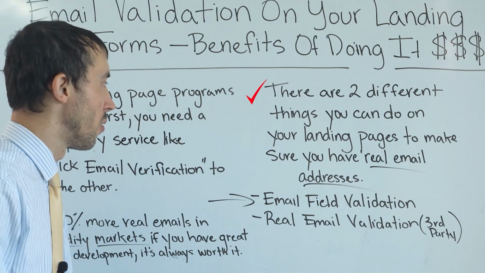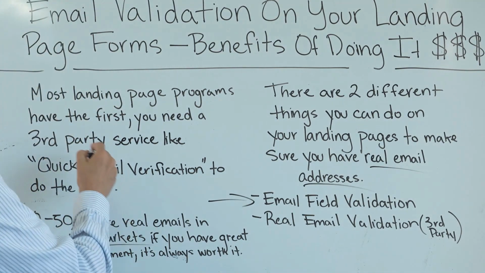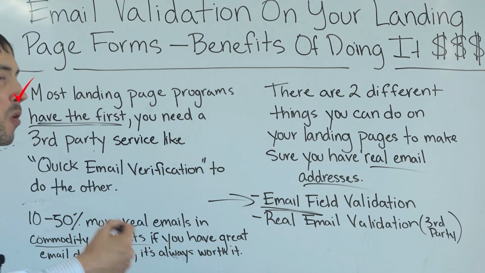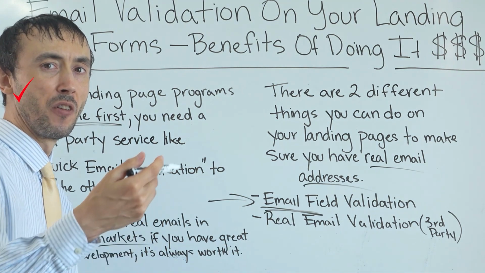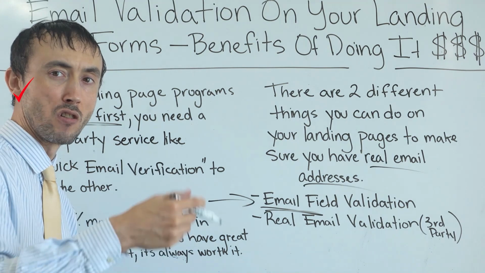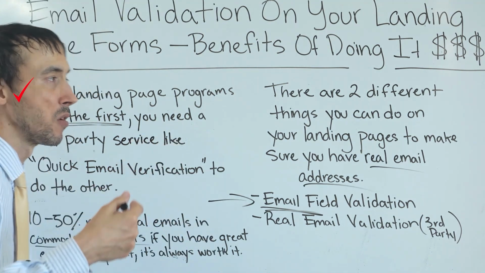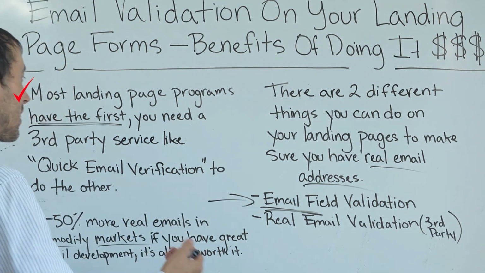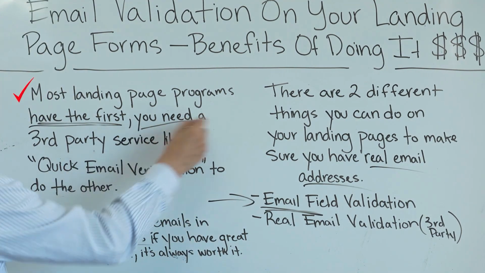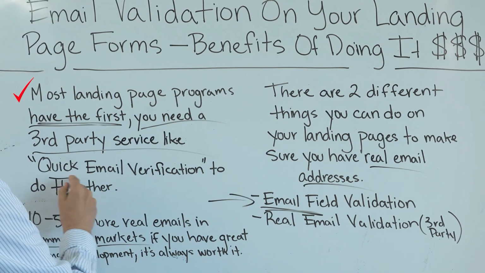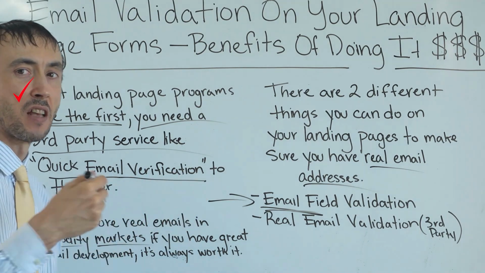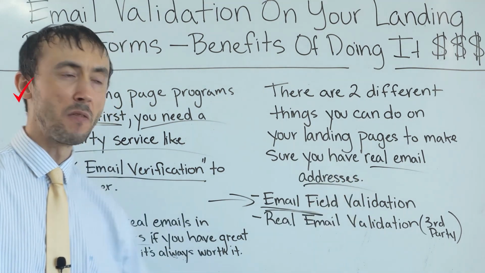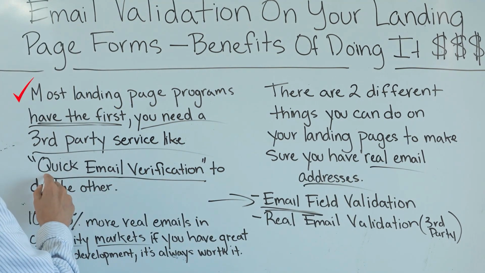Okay? Most landing page programs have the first option built in by default, where it won't let you submit anything in the email field but something that's structured like an email. That is, it has an @ symbol somewhere in it and a .com or a .net or something like that at the end of it. You need a third-party service like Quick Email Verification, which is the name of a service I've used. I don't know what the best one is that gives you the most accurate checking of emails, but that's one I could personally vouch for.